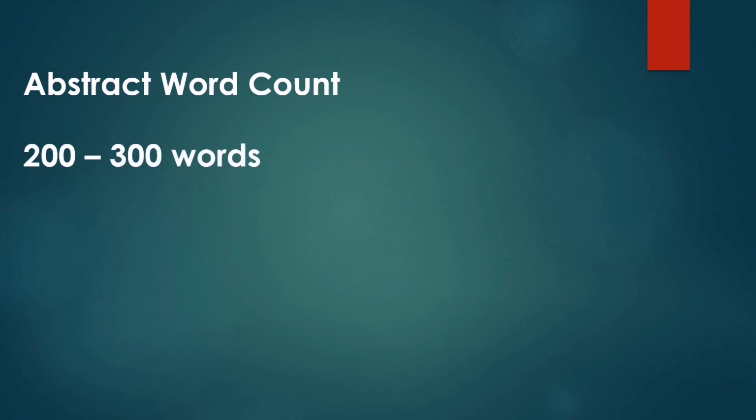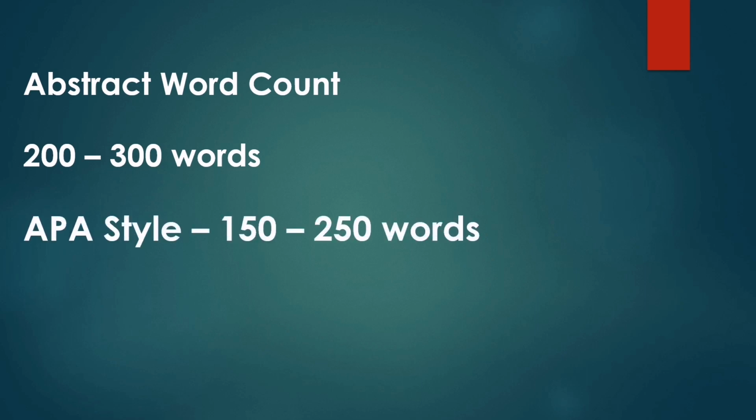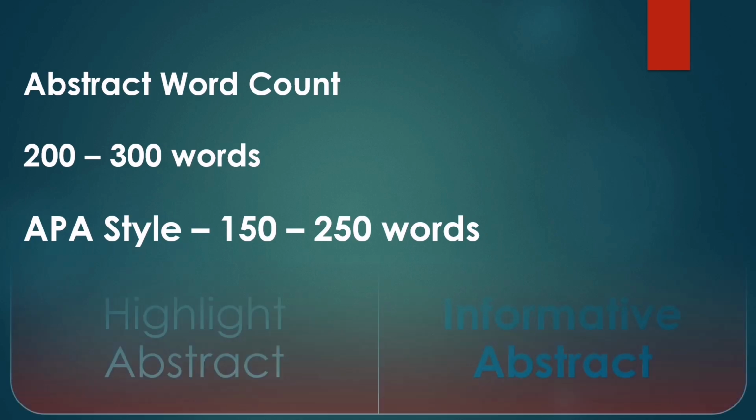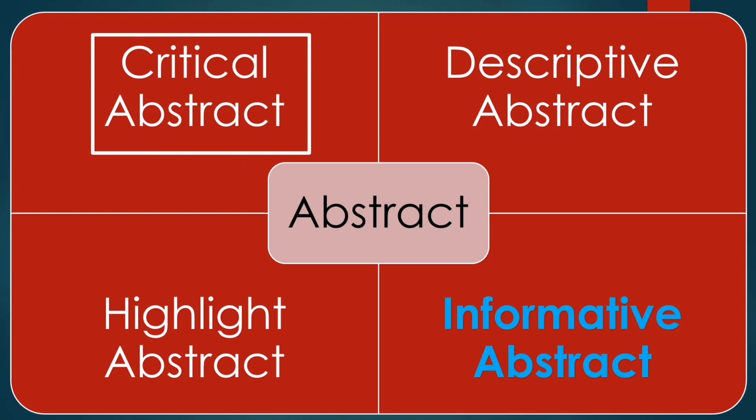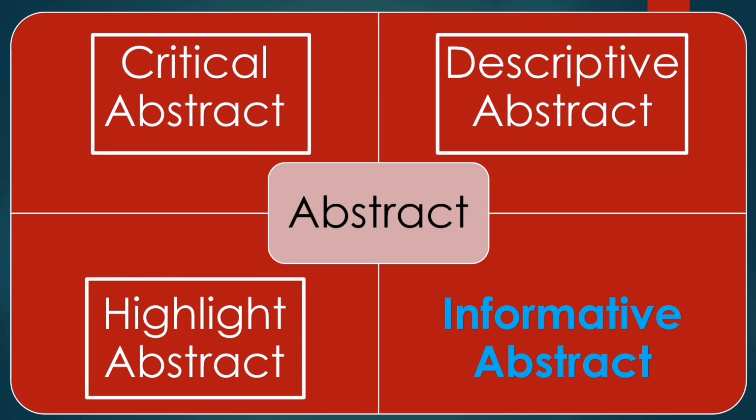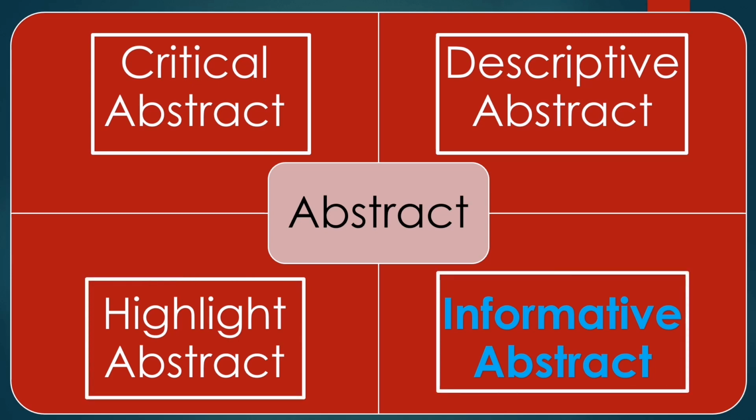For an abstract following the APA style, the abstract should consist of between 150 to 250 words. The exact count of words, however, still differs from journal to journal. There are 4 types of abstract: the critical abstract, the descriptive abstract, the highlight abstract, and the informative abstract. The most common of them is the informative abstract. It is widely used by most research publications. So this is what I'm going to discuss.